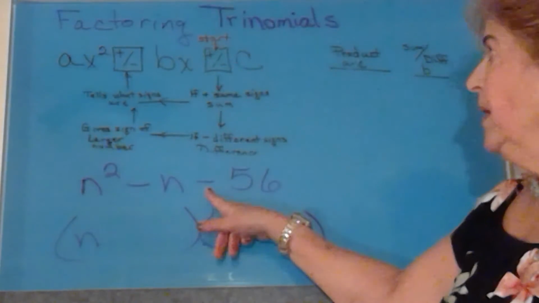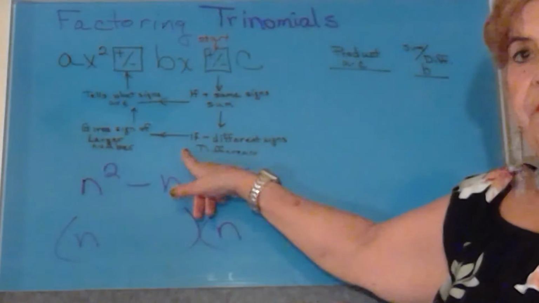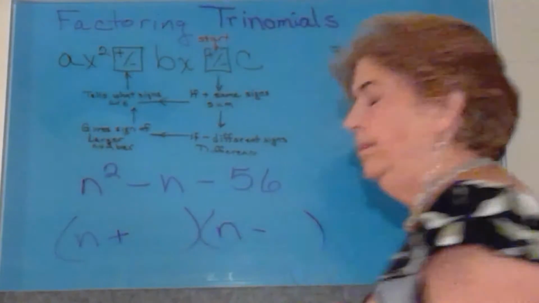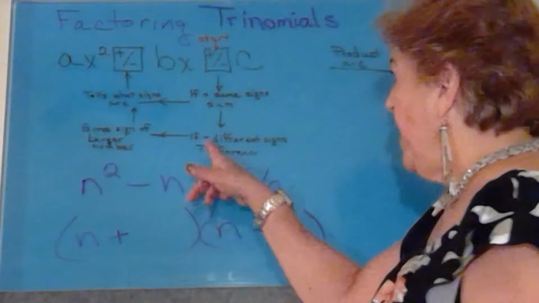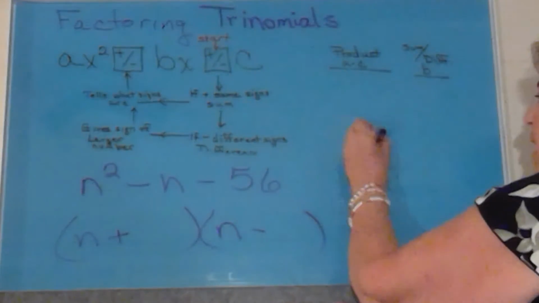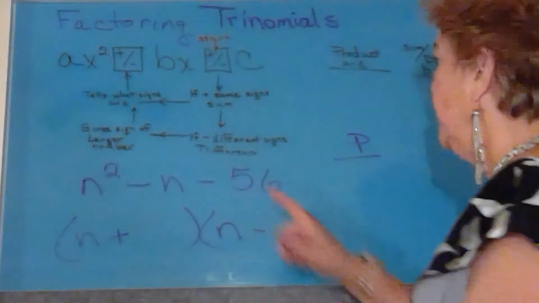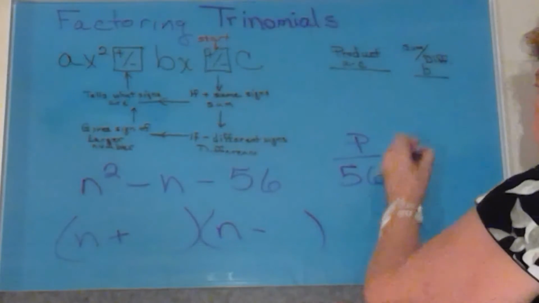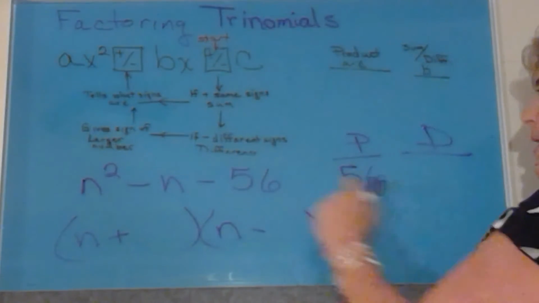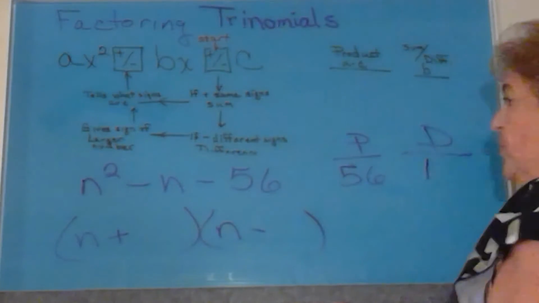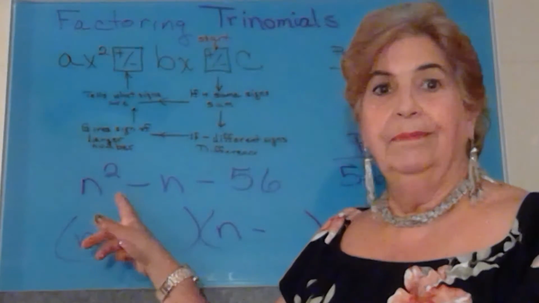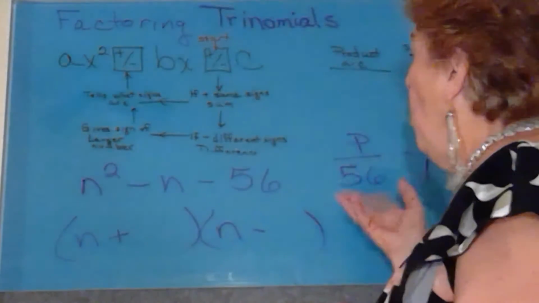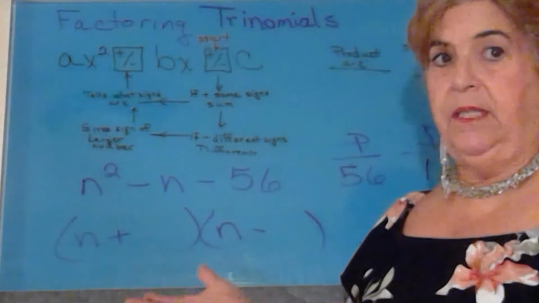Starting at that sign, it's a minus. If it's a minus, I have different signs. That means one's a plus and one's a minus. And I'm looking for a difference. I have a product that's the same as a times c, which is 56. And I need a difference that's the same as b, which in this case is 1. I know there's a minus there, but I don't have to write -1 because I've already taken care of the signs for you. What two numbers give me a product of 56?